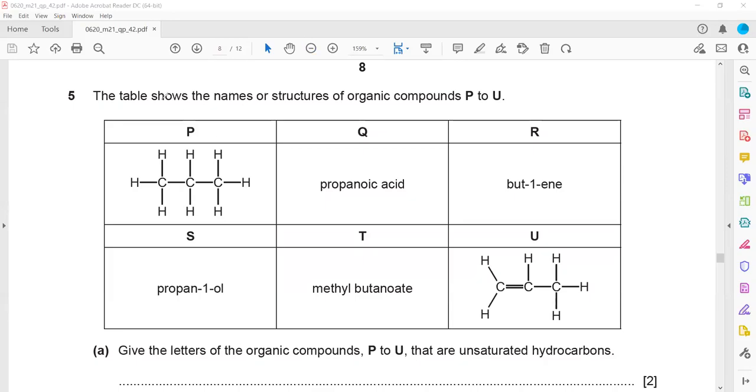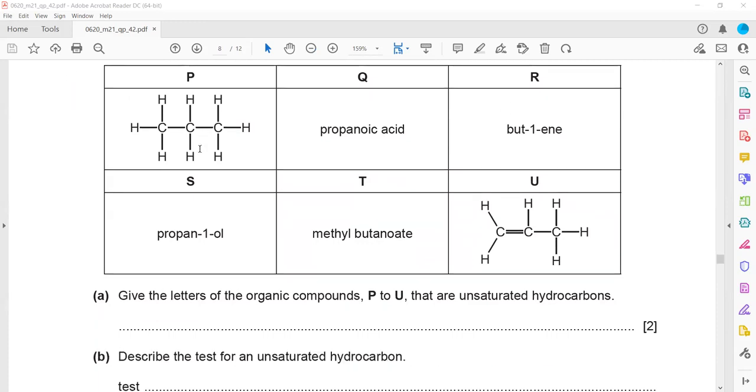So this question is from organic chemistry, and you will find a complete question. The table shows the name or the structure of organic compounds from P to U. So different, either names are given or their structures are given. The first question: give the letter of organic compound from P to U that are unsaturated hydrocarbon.